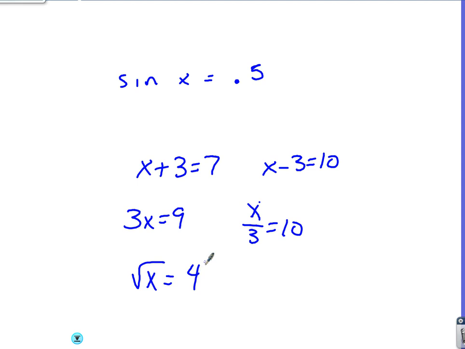Not multiply by 2, but square. Raise it to the second power. To get rid of a square root, you square. What about x to the second power? Be really careful with this one. x to the second power equals 16.